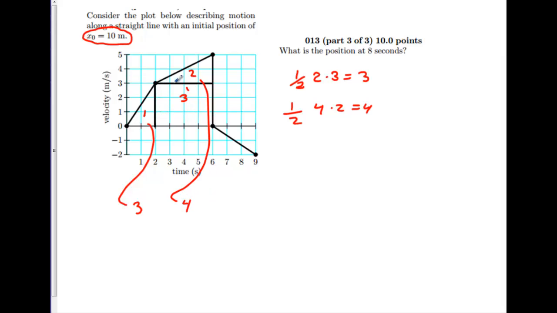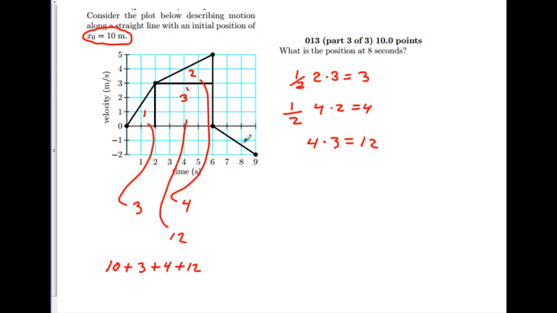Now we're going to do this big rectangle here. We go for its base, 1, 2, 3, 4. Its height is going to be 1, 2, 3. And again, we're not multiplying by 1/2 because it's just a rectangle. 4 times 3, that gives me a value of 12. Alright, so far we have 10, which is our initial, plus 3, plus 4, plus 12. Alright, now all we have to do is figure out what this one is.